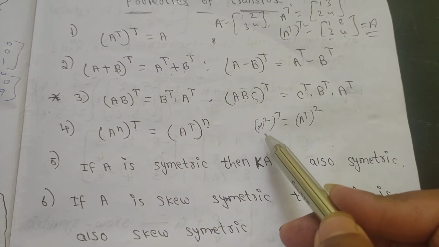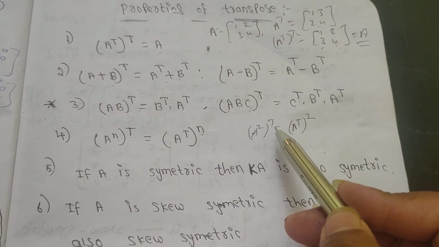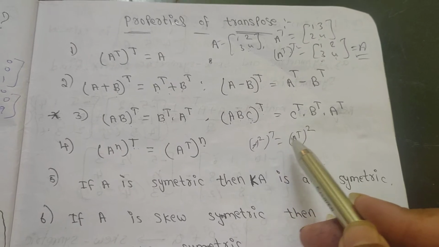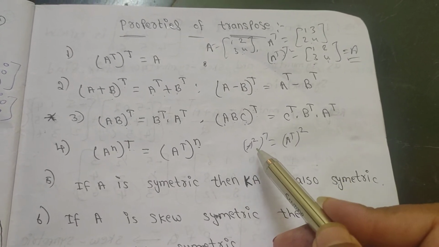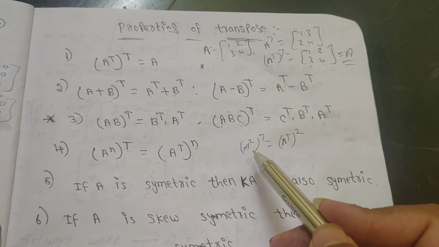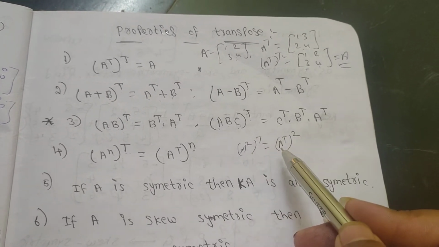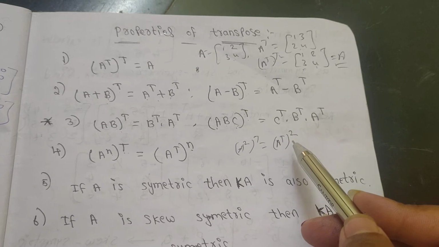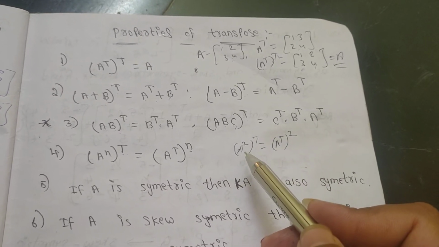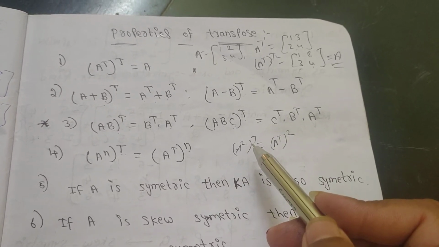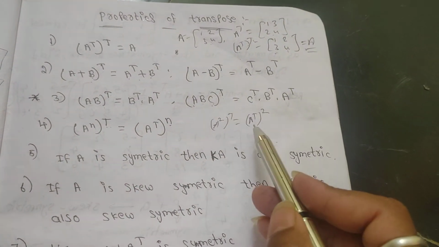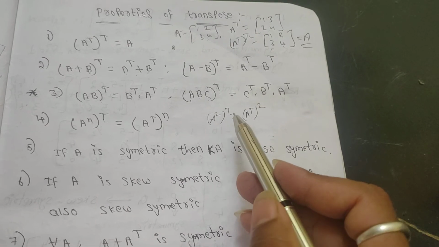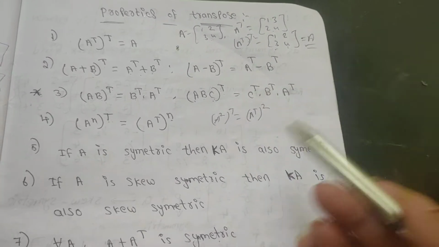For example, if you go for A square whole transpose. If you want to find out A transpose whole square, we have A square matrix already. Directly substitute the A square matrix here and go for the transposition of that matrix. So A square whole transpose is equal to A transpose whole square. A cube whole transpose is equal to A transpose whole cube. Like that you can write.